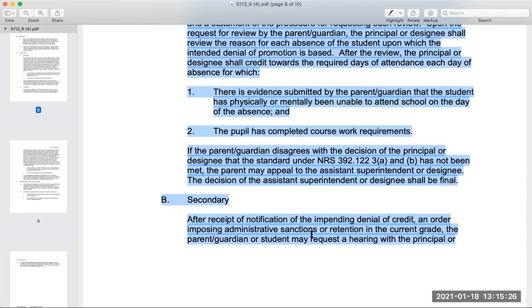If the parent guardian disagrees with the decision of the principal or designee that the standard under NRS 392.1223 (B) has not been met, the parent may appeal to the assistant superintendent or designee. The assistant superintendent's or designee's decision is final.